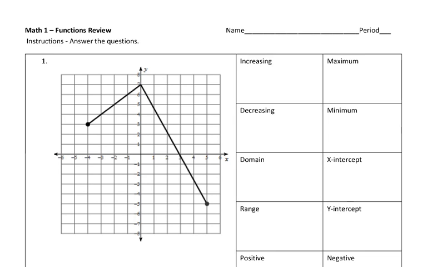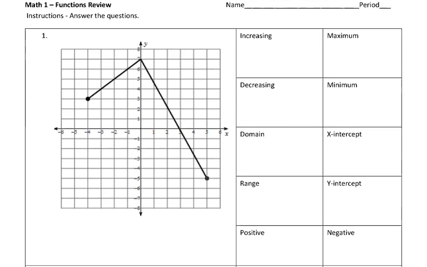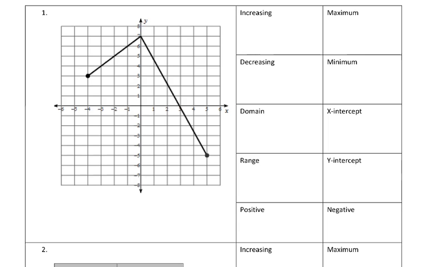Alright, Math 1, functions review. These first ones are just going over some of the features of functions. So remember: increasing and decreasing, domain, range, positive and negative are interval notation.